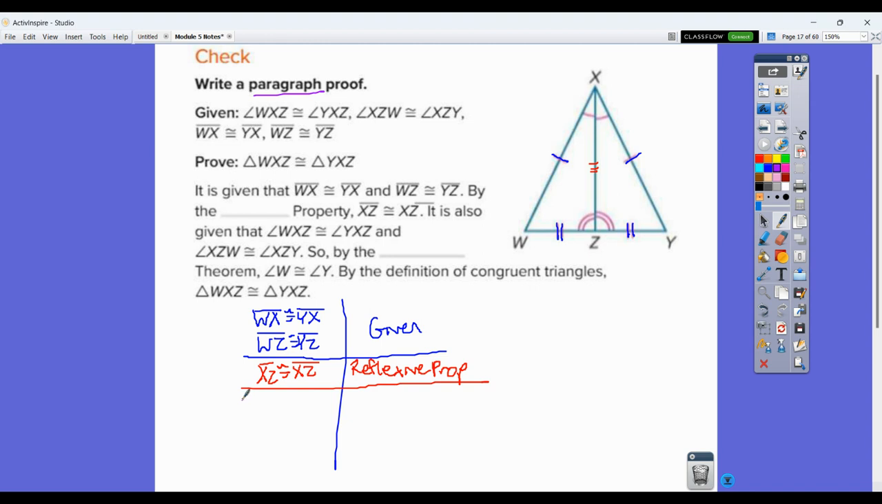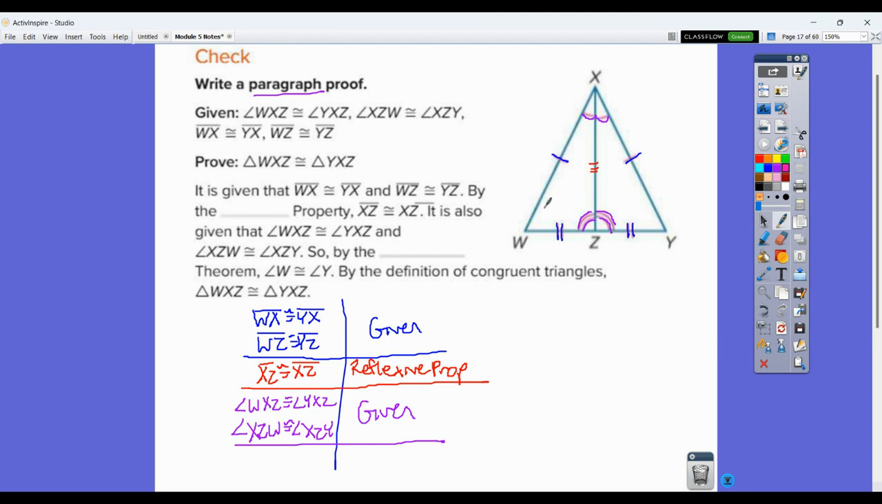Okay. Then we also know in the given WXZ is congruent to YXZ. So those angles, WXZ, that's this guy up here, and YXZ. And I know that angle XZW is congruent to angle XZY. So we've got those other two that are marked in there that are congruent to each other. And that is just by the given information. I need one more set of angles listed as congruent to each other.